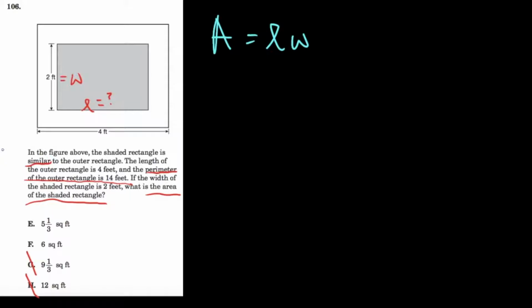We're going to use this piece of information here that the shaded rectangle is similar to the outer rectangle. And yeah, they're alike in many ways, but they're similar in more than just this vague general sense. The word similar in the math world has a very specific meaning, and it means that their side lengths are proportional to each other. What I mean by that is, I'm calling this side little w and this side little l, so I'll call this side big W and this side big L.